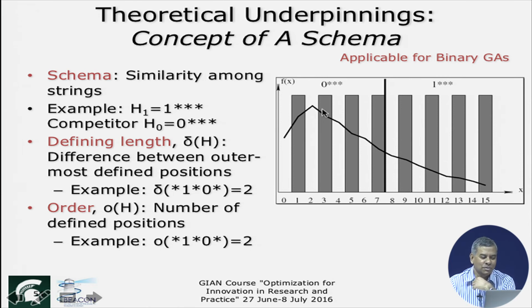So this part represents 0 and all star. This part represents 1 star star star. So if I'm maximizing this function, what schemata is more important? 0 and all star. Everybody agrees? Why is that? That's because most of the high function value, this is the function value or fitness, high fitness solutions are on the left side of this space, not on the right side.